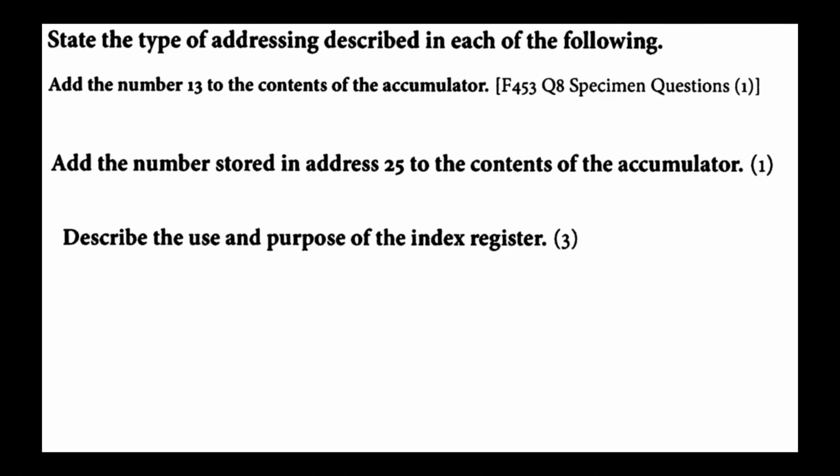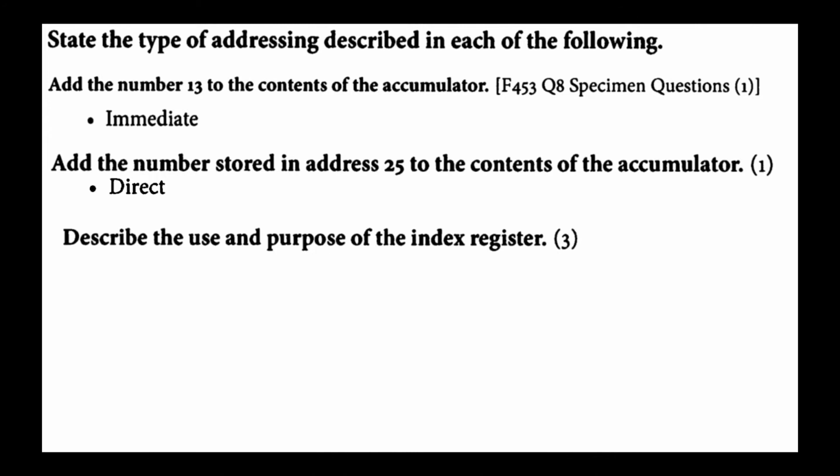State the type of addressing described in each of the following. Add the number 13 to the contents of the accumulator. That is immediate. And then add the number stored in address 25 to the contents of the accumulator. It's direct. So immediate is the data, direct is the address.